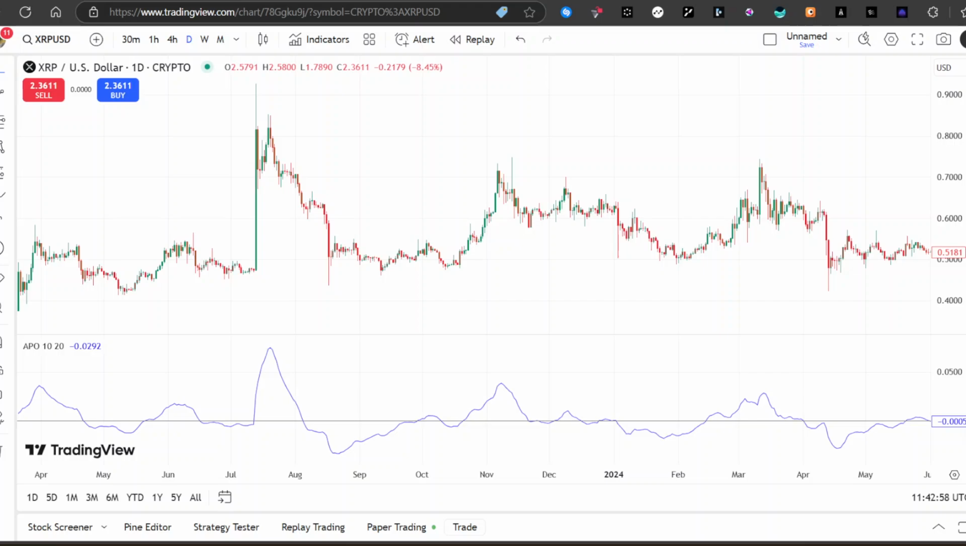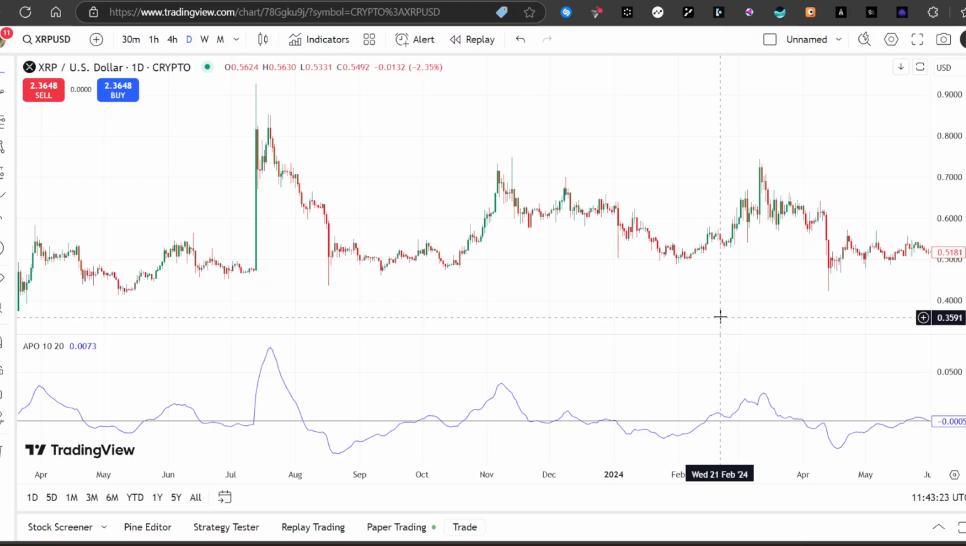First things first, let's break down what the Absolute Price Oscillator actually is. Now, the Absolute Price Oscillator is a technical indicator that measures the difference between two moving averages of an asset's price. Now, unlike many other indicators, the APO gives a clear view of price momentum by looking at the difference in the movement of these averages.